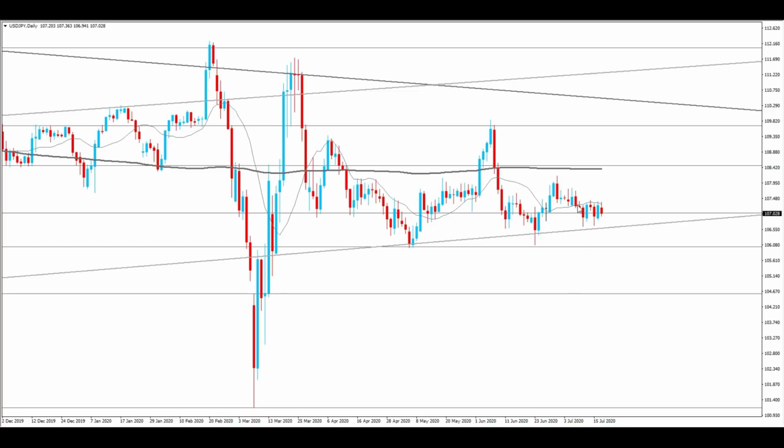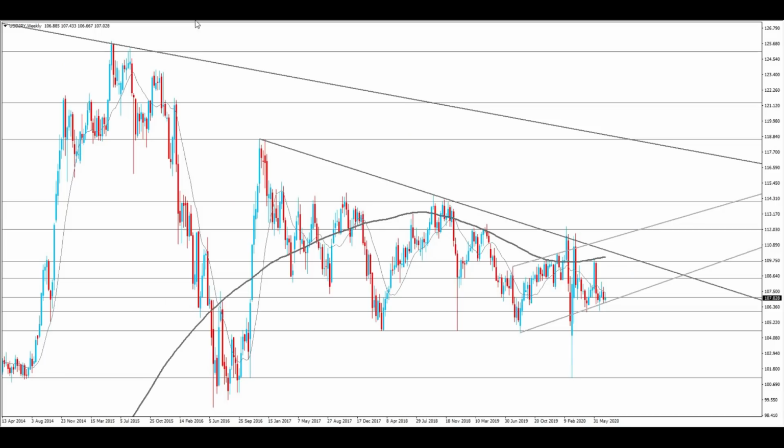But if we do have a break to the upside, we can look for corrections and carry that to the upside. But USD JPY is currently just moving sideways, so we need a break either to the upside or to the downside, but either way is likely.